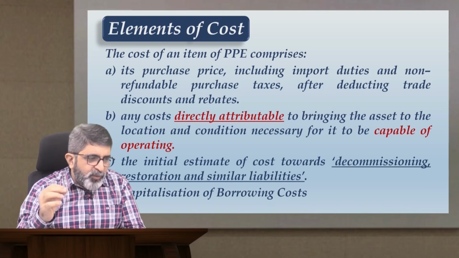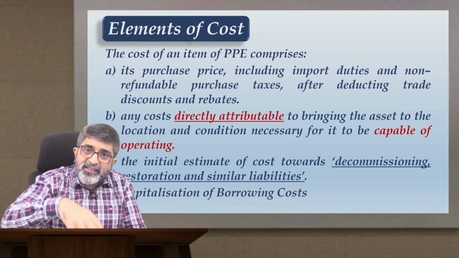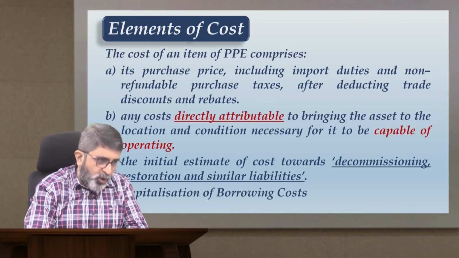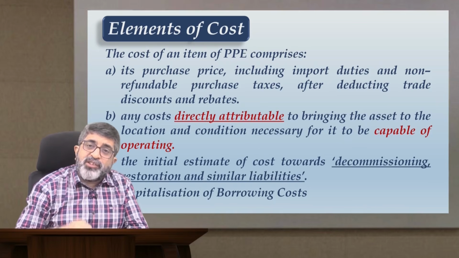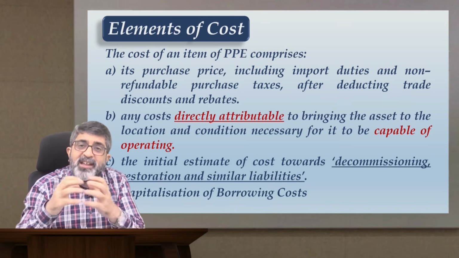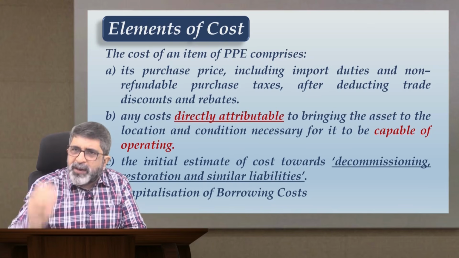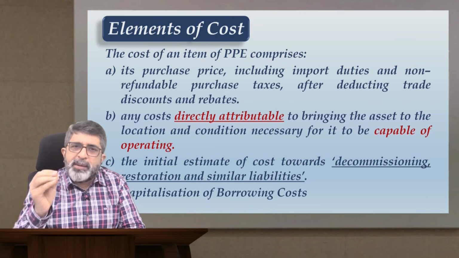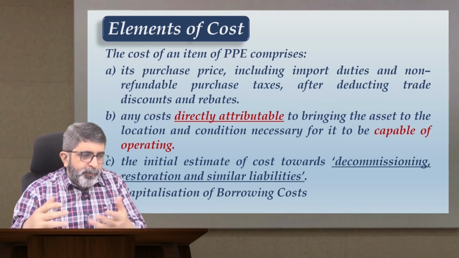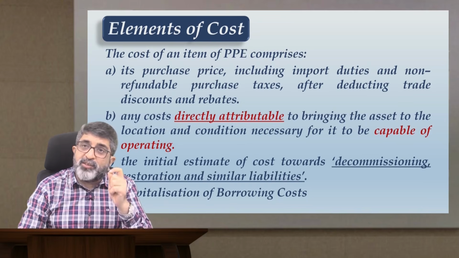So any cost that is directly attributable to bringing the asset to the location, even bringing the asset to the location, means if there is any transportation cost involved, it will be included as part of the cost. Any cost which is incurred for bringing the asset into a condition which is necessary for it to operate, that means all installation, fitting, all kind of initial cost will be part of the cost of that property, plant and equipment. Now third component over here is a little dicey, you need to understand it very well.